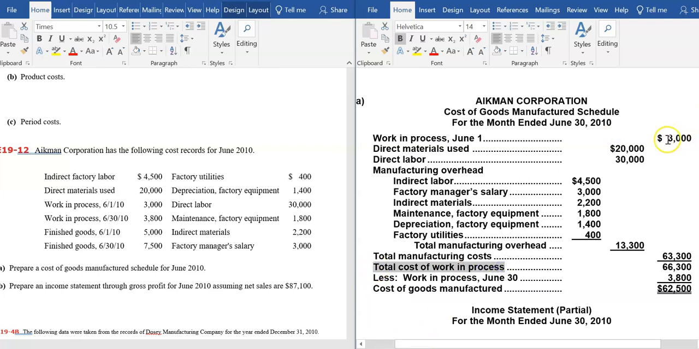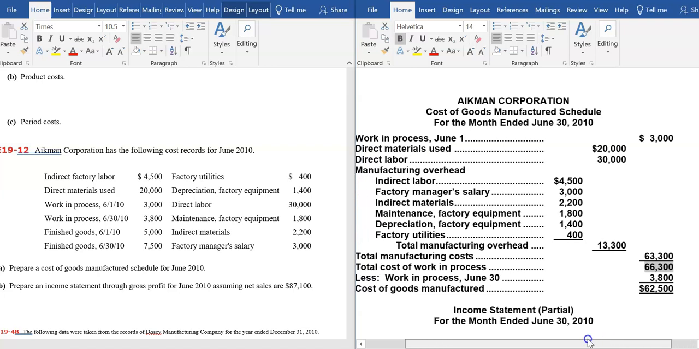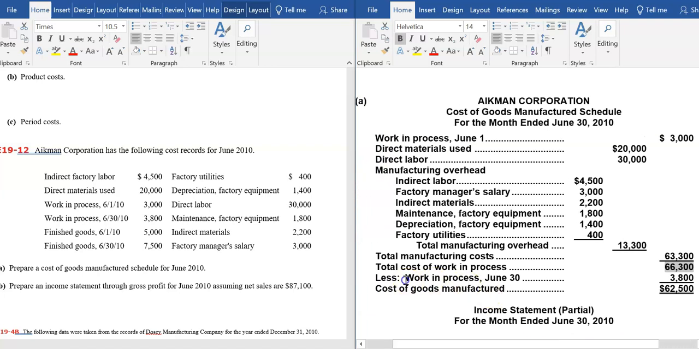If we know the total amount in the work in process account during the month, we can subtract out the balance at the end of June in the work in process account. Total cost recorded in the account, less what was remaining in there at the end of the period. The difference is going to be the costs that were transferred out of the work in process account, reflecting the cost of goods manufactured.